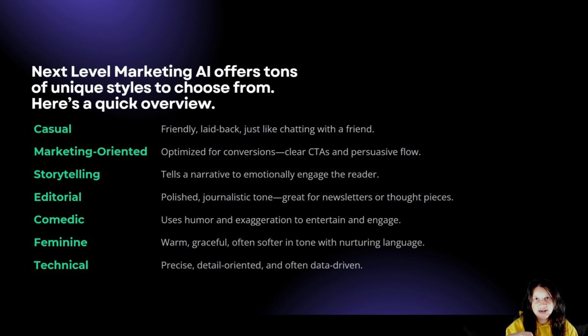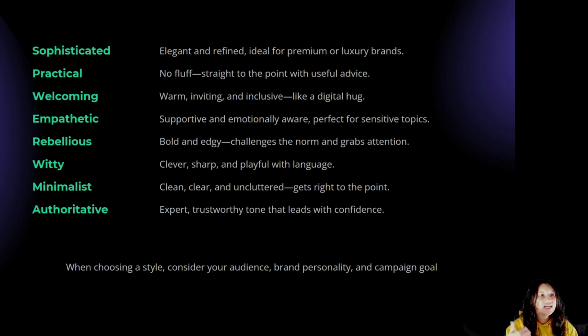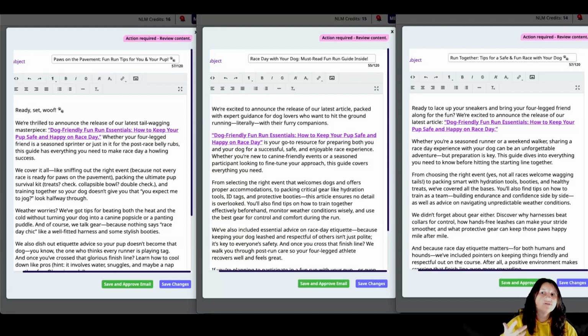And of course, Next Level Marketing AI offers tons of unique styles to choose from. So here is a quick overview. We have casual, marketing-oriented, storytelling, editorial, comedic, feminine, technical, sophisticated, practical, welcoming, empathetic, witty, minimalist, authoritative. When choosing a style, consider your audience, brand personality, and campaign goal. So, there's always a tone ready to help you craft the perfect message to your audience. You can experiment, mix and match, or stick to the one style that fits your brand identity perfectly.